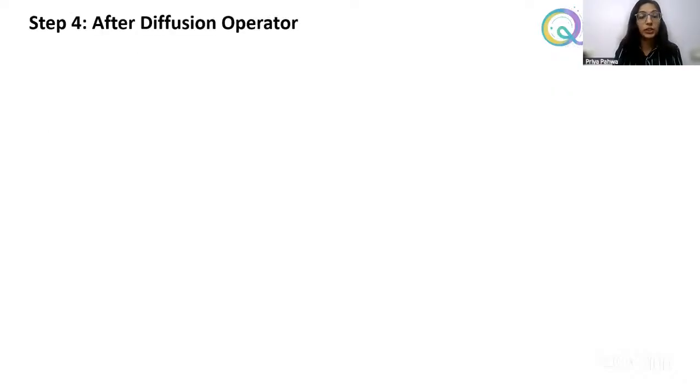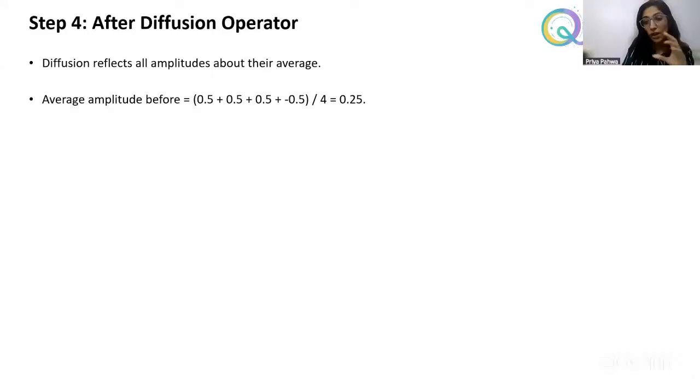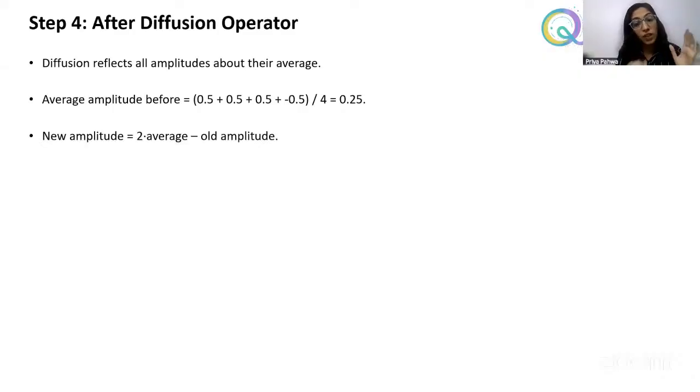So next is the diffusion operator, the major thing. Diffusion actually reflects all amplitudes about their average. So the average amplitude before the oracle was this, and so the average comes out to be 0.25, right? Now, how this person actually did the evolution of this algorithm is, he found the new amplitude by taking twice the average minus the old amplitude. That is, if you see 0, 0, it was twice 0.25 and its actual amplitude was 0.5. So it becomes 0.